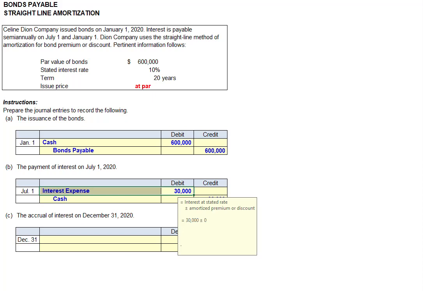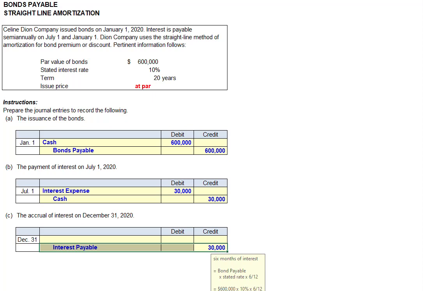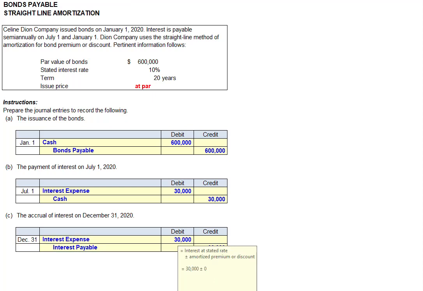On December 31st, 2020, we're not going to make an interest payment, but we need to accrue interest. We owe 6 months of interest. That'll again be the $600,000 face value or par value times the 10% times 0.5 or 6 over 12 months for half a year. And of course, the other half of the interest entry is a debit to interest expense.